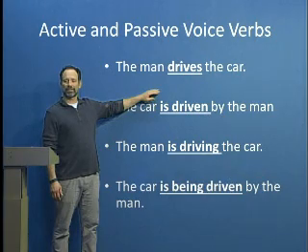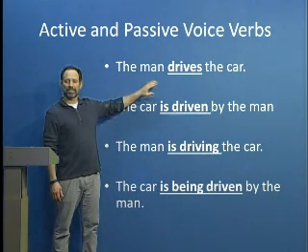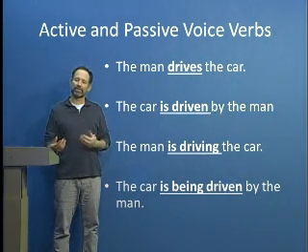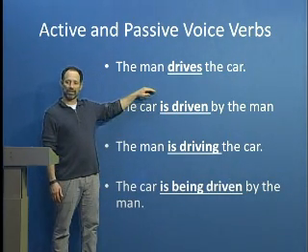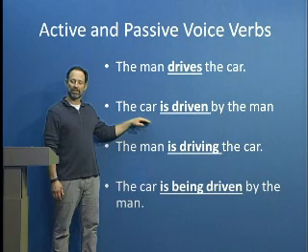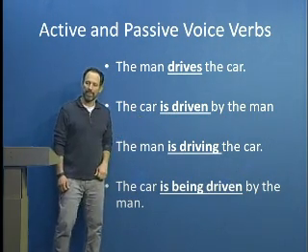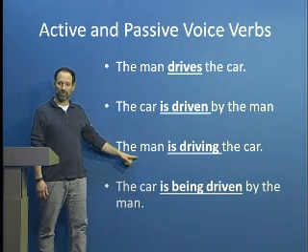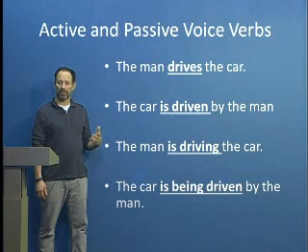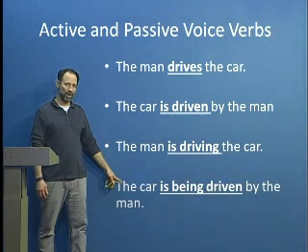Then if I want to look here, I can see the passive form of each of those verb tenses. The man drives the car. The passive form is the car is driven by the man. With present progressive, the man is driving the car. The passive, the car is being driven by the man.